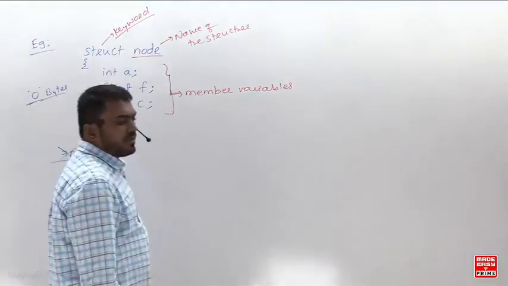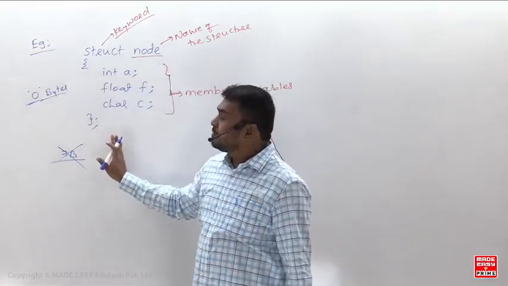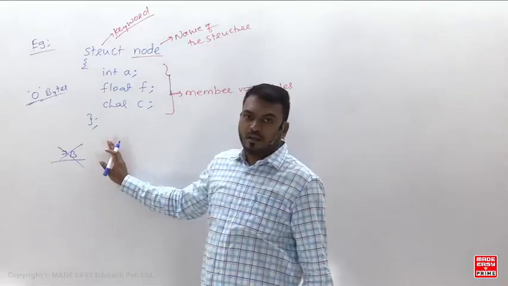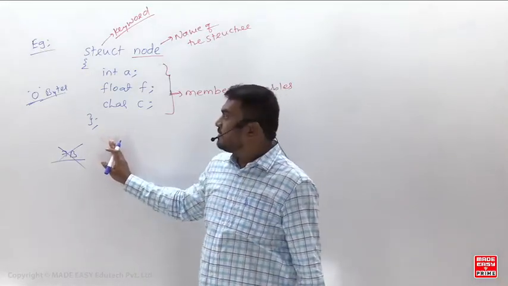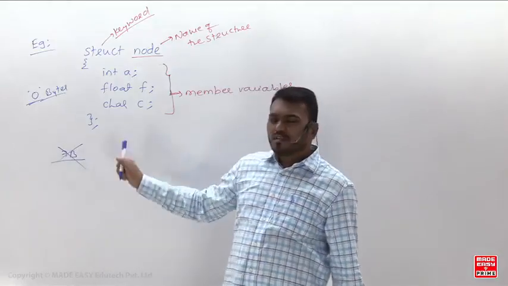Remember, it is not 7 bytes. All are giving 7 bytes. If you write like this, no memory will be allocated. How much memory will be allocated? 0 bytes. Why? Because what is the definition of the structure?